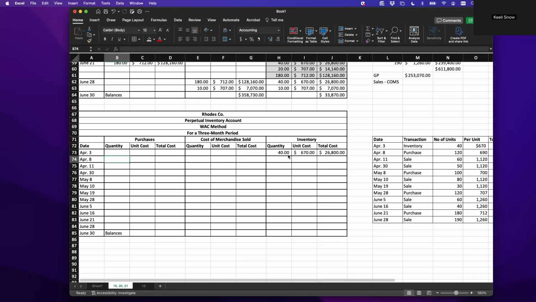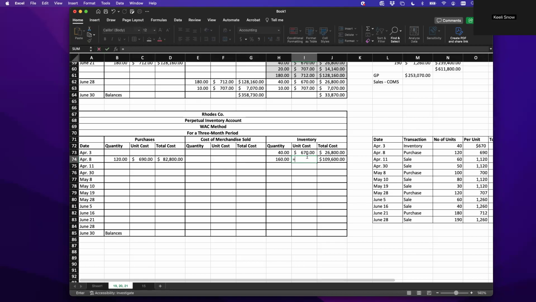We're going to purchase 120 for 690. 120 times 690 is 82,800. Now we're going to update the unit cost in our inventory. We had 40. We purchased 120. So now we have a total of 160 units. Our total cost was 26,800. Now we added 82,800 into that. Now it's 109,600.